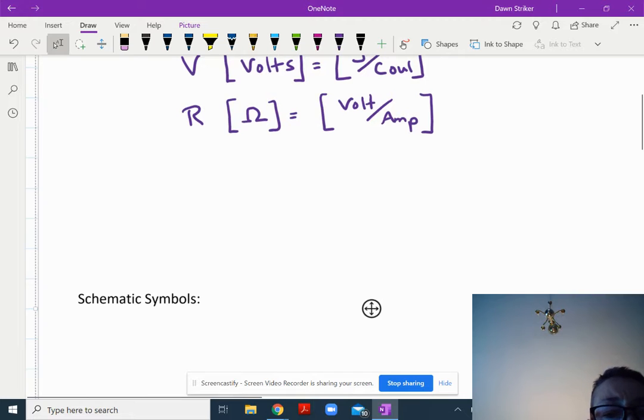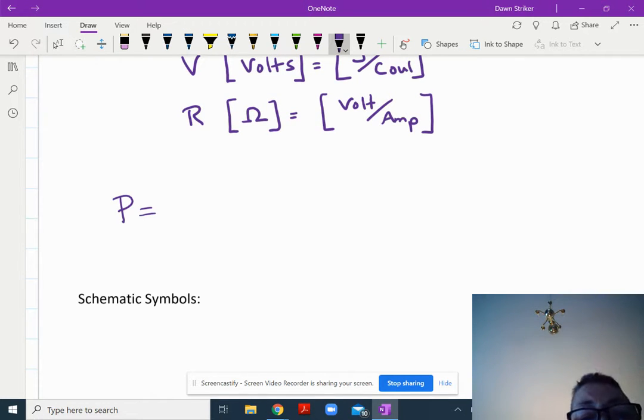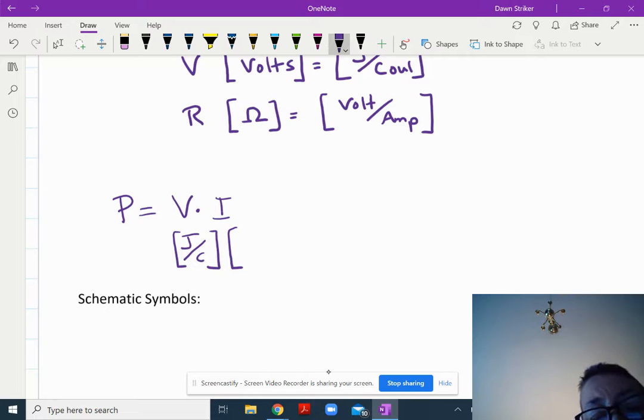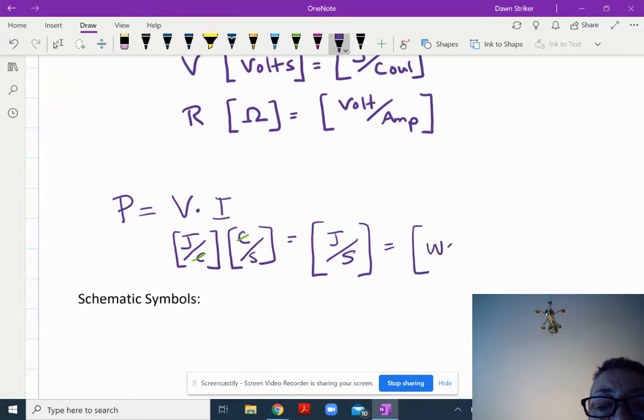We also have another formula that's going to be important. It's the power formula. So power, what is power measured in? Watts. Power is voltage times current. And how do we get a watt from that? Well, voltage is a joule per coulomb, and current, amps, is really a coulomb per second. And so we see here that coulombs cancel, and you end up with a joule per second, which is the same thing as a watt.